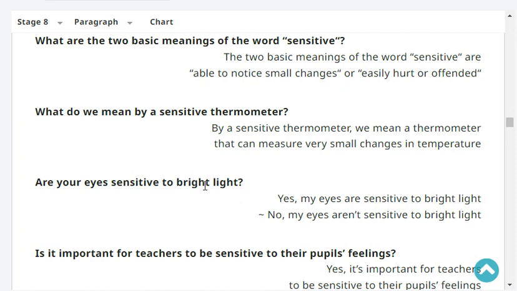What do we mean by a sensitive thermometer? By a sensitive thermometer, we mean a thermometer that can measure very small changes in temperature.